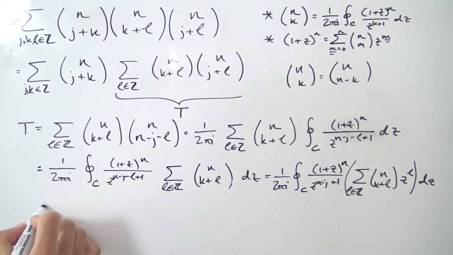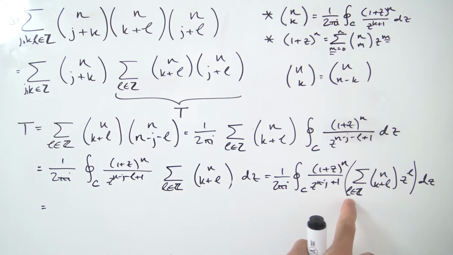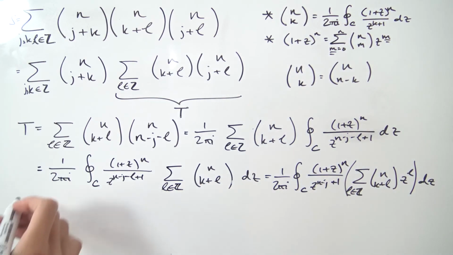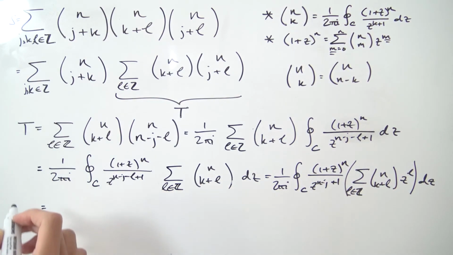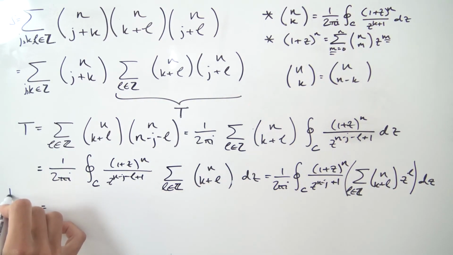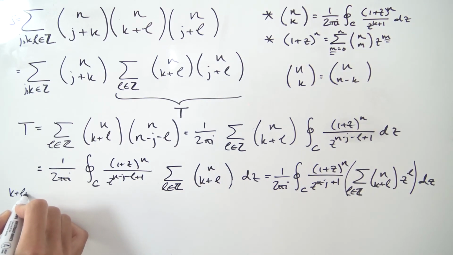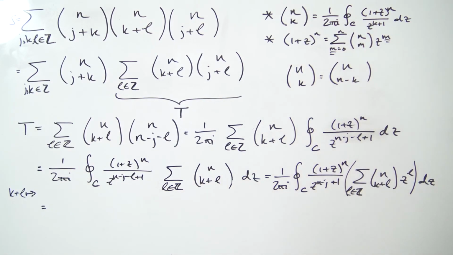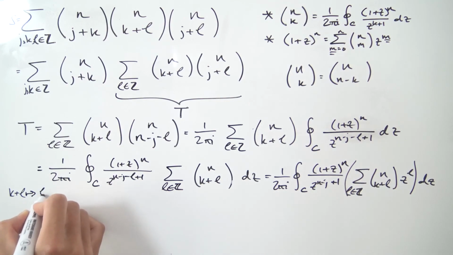Well, on this next equal sign, we're going to do a little bit of a shift in our index, because notice L is running through the integers. So if we shift it by something, L still runs through the integers. What I'm going to do is take k plus L, and then replace that with just L, which is what I wanted.